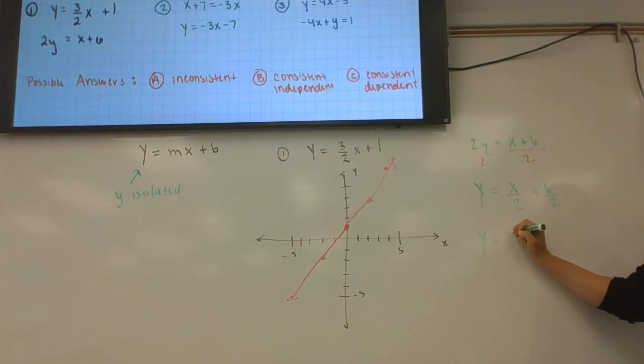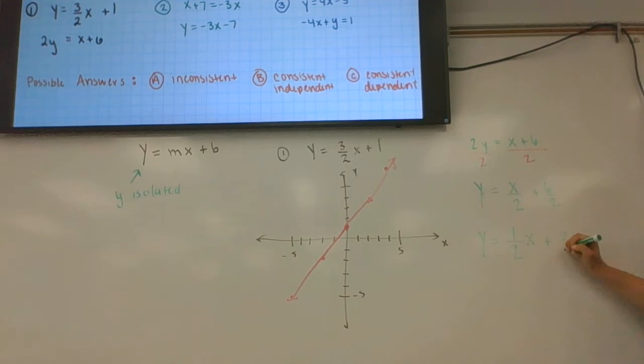Okay, so x over 2 is the same as 1 half x. And then 6 over 2 is 3. So this is the line that I want you to graph. You have to do all this math just to get it set up. So now I can see, to make my line, I'm going to begin at 3, and then I'm going to move up 1 over 2.